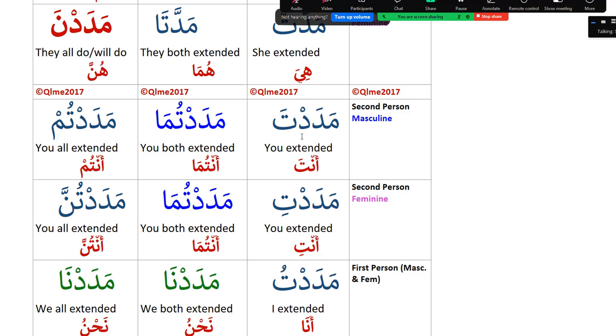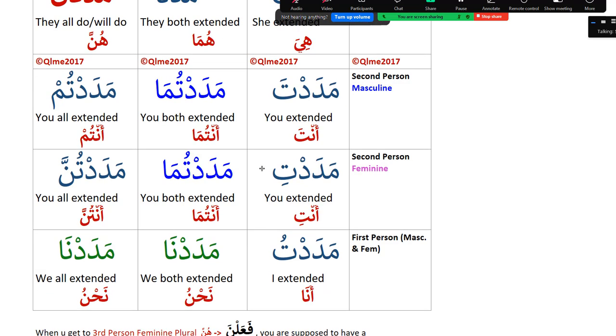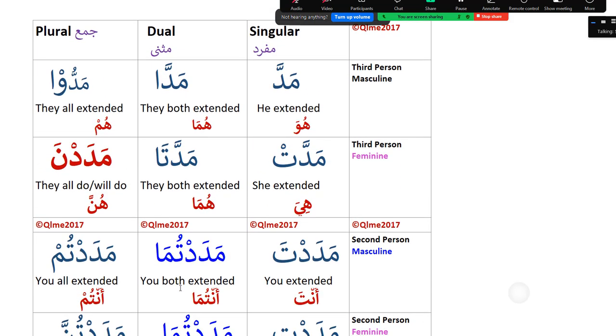Now, second person masculine anta, antuma, antum, like nasarta, nasartuma, nasartum, it's going to be the same. Madadta, madadtuma, madadtum. The dal is separated here. Anta madadta, antuma madadtuma, antum madadtum. Anti madadti, antuma madadtuma, antunna madadtunna. Ana madadtu, nahnu madadna. I extended, we both extended. Okay, so this is the Madi chart.